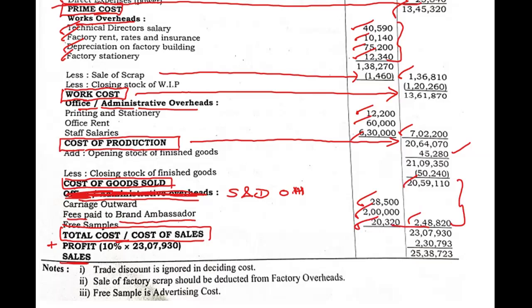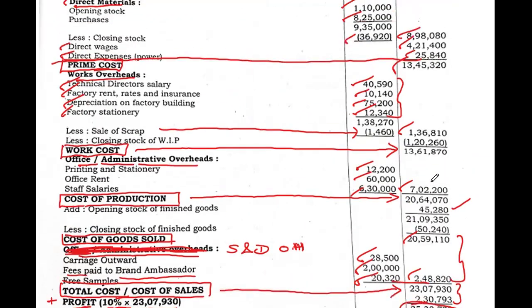This is total cost, 23,07,930. In that, add profit of how much percentage? 10%. On 23,07,930, 10% will be 2,30,793. Adding these two things, total cost plus profit, we will get the total sales. So this is how the cost sheet will be presented.